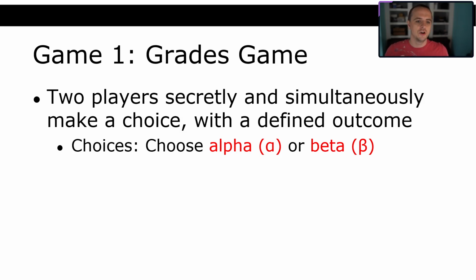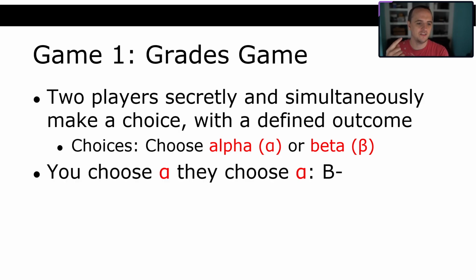So both of you would secretly and simultaneously write this down on a piece of paper, and then you'll hand it to the game master, maybe that's the professor or the teacher in this class, to get the outcome of the game. So the outcomes of making this decision are going to depend on what both people have chosen, all right? So let's say that you choose alpha and they choose alpha. So you've both chosen alpha. In that case, you're going to get a B-.